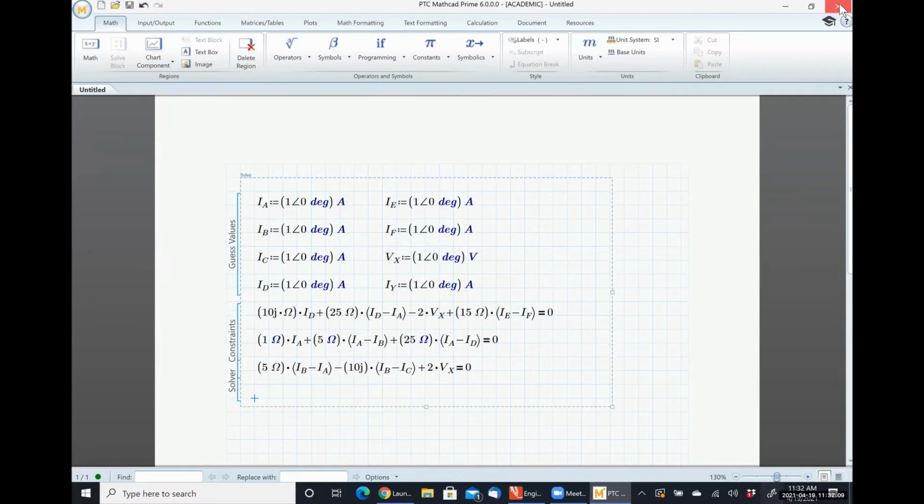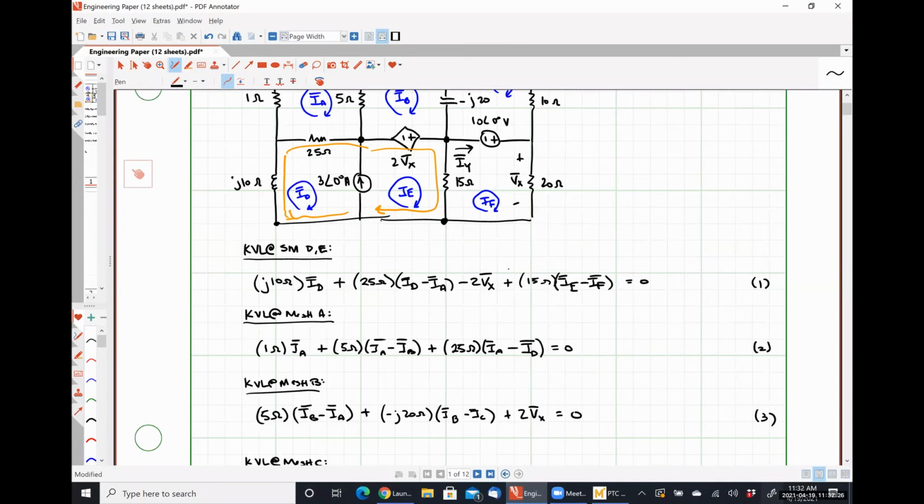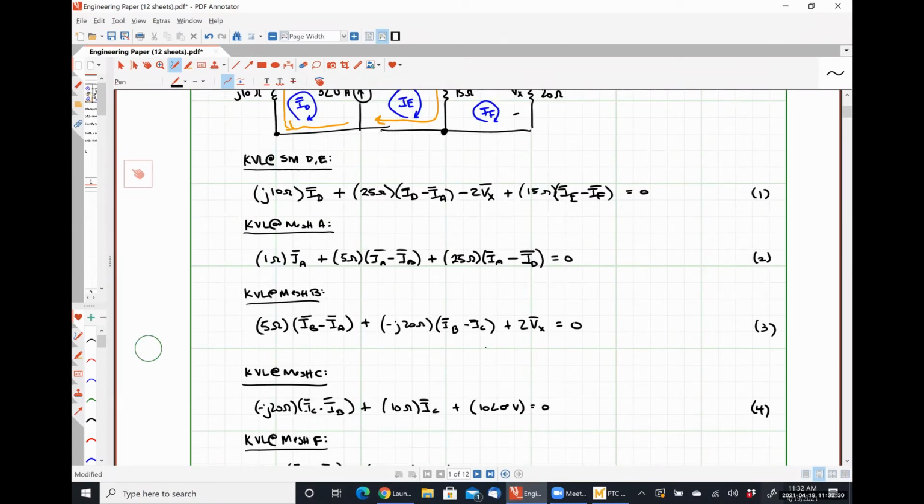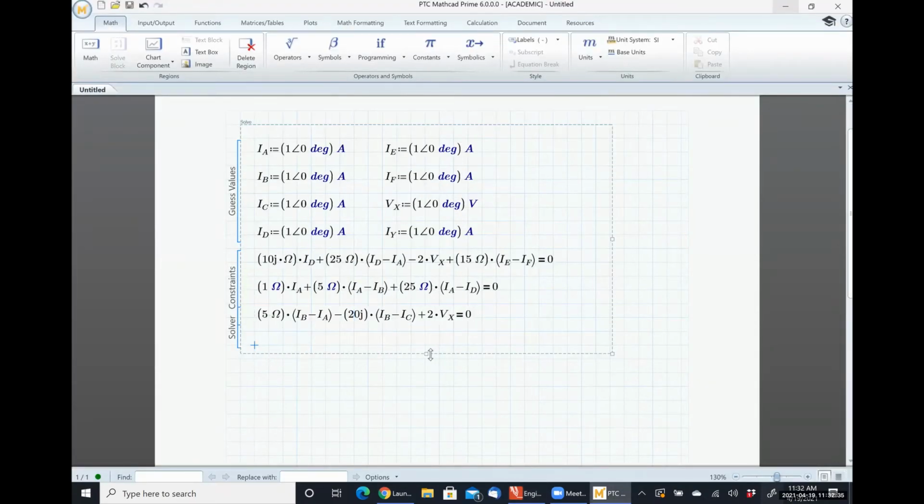All right, somebody else, give me the next one. Yeah, minus 20. Okay. All right. My KVL equation for mesh C, please.